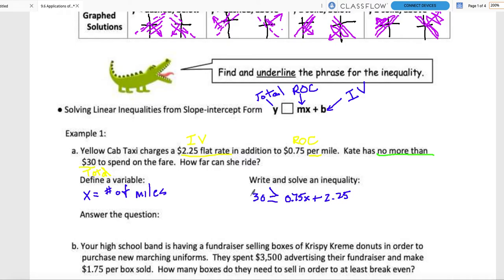All right, what are we going to do now? Well, we're going to solve for x, just like we would solve any equation. So we're going to subtract $2.25 from each side. And this is going to be a two-step equation. After I do that, I've got $27.75. And that's still this. And so what am I going to do? I am going to divide both sides by 0.75.